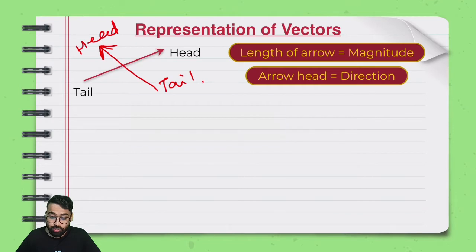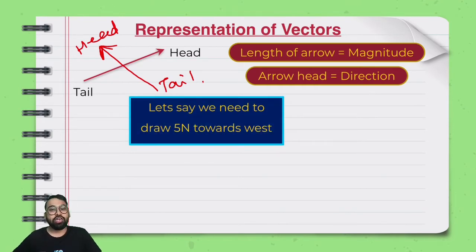Moving on to the next points. Let's say we need to draw 5 Newton towards west. What is this 5 Newton? This 5 Newton is obviously the force that we want to draw towards west. So one thing you can draw very easily is that you want to draw it towards the left, because that is where west direction happens to be.